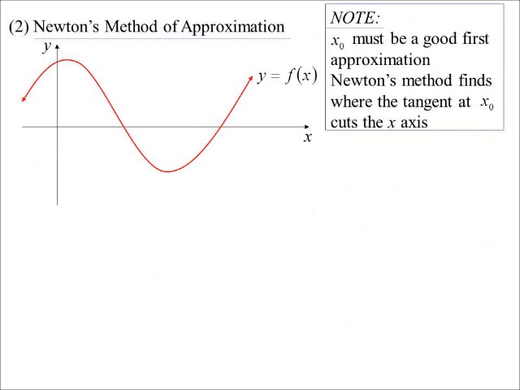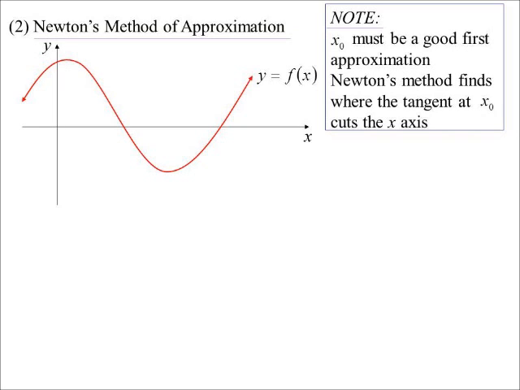This one's even better. Newton, oh, what a bloke, eh? So many things. Where would we have been without Newton? Newton's method of approximation. Okay. Here's the idea. Now, the thing with Newton's method is the first approximation needs to be good. And if it's a good first approximation, it will find the solution very rapidly.